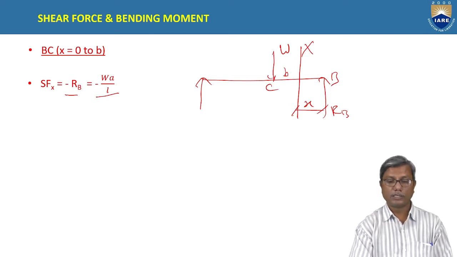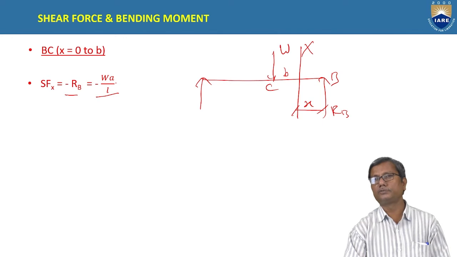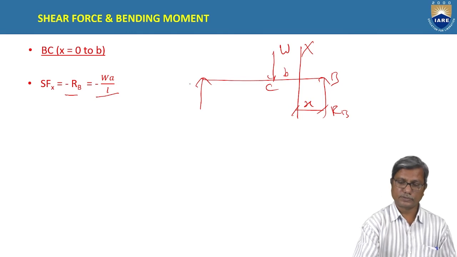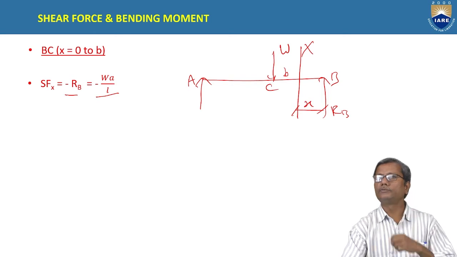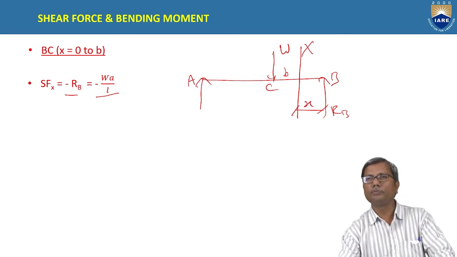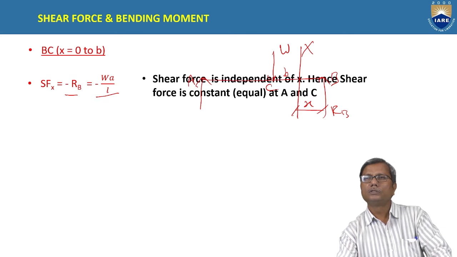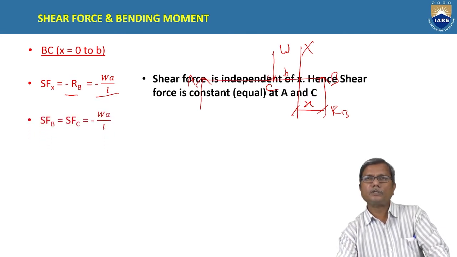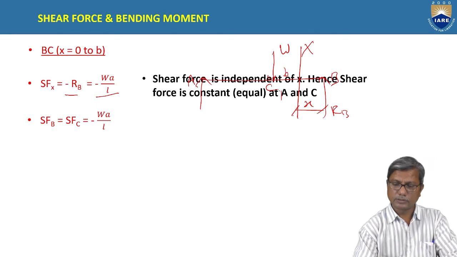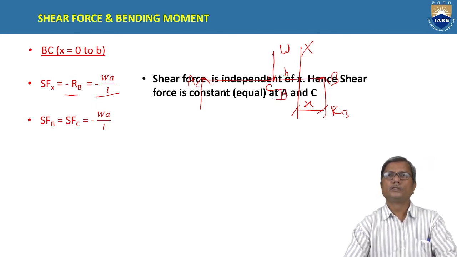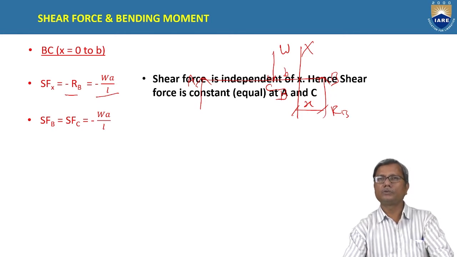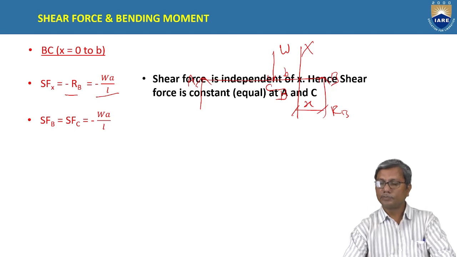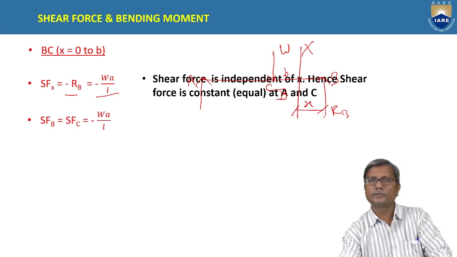Okay, and it is independent of X. The shear force is independent of X. So as we have discussed in the previous case of section AC, there is no load between B and C. Therefore, the shear force remains constant between B and C. Understand? So the shear force, actually this is B and C, not A. The shear force at B and the shear force at C are the same and equal to minus WA by L, as it is independent of the position of the section.